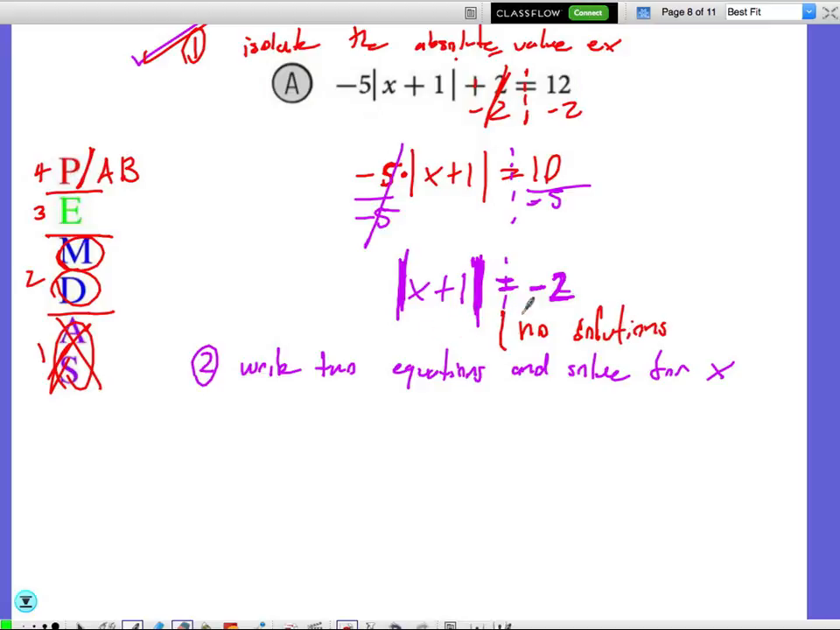And so if you're aware of this, then you can stop right there. You don't have to go to step 2. And that's our final answer. No solutions, because this is negative and because the absolute value is isolated. Alright.